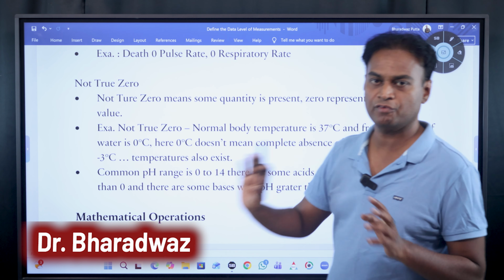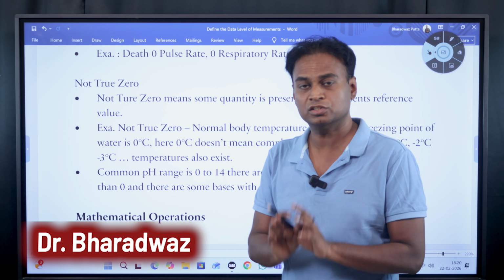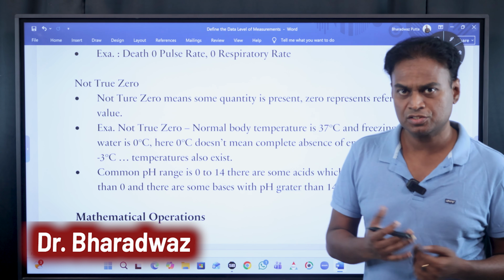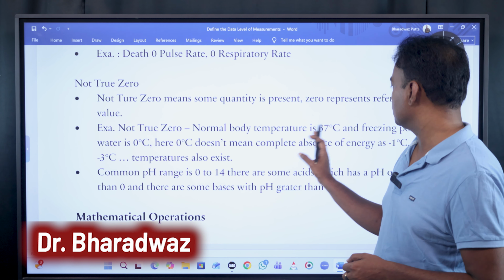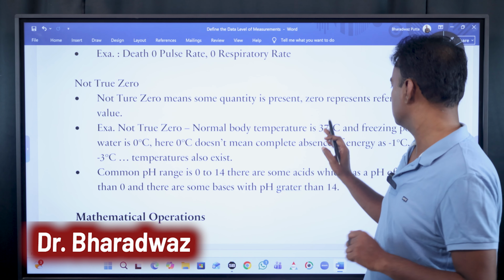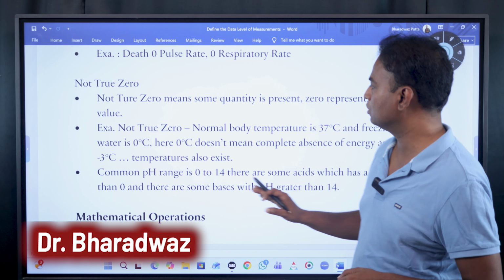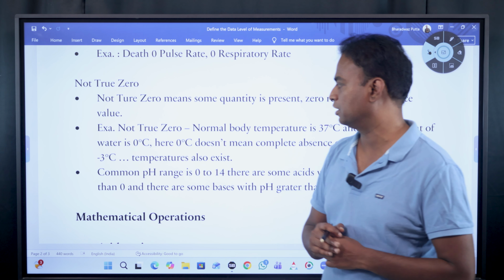0 represents just a value. Even if it is 0, there is some quantity. What is the best example for it? Human temperature, not true 0. Normal body temperature is 37 degree centigrade and the freezing point of water is 0 degree centigrade.